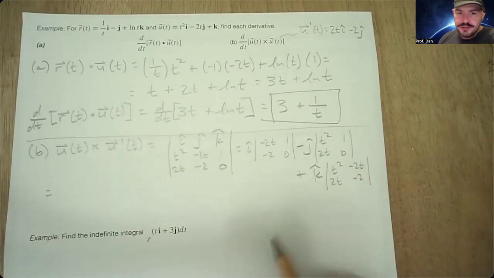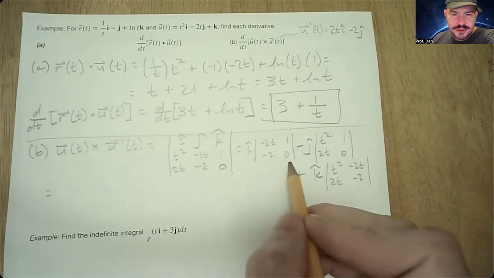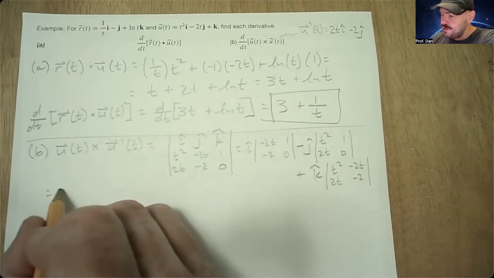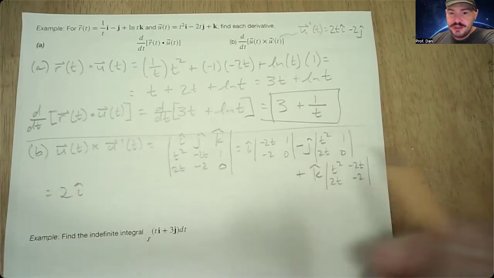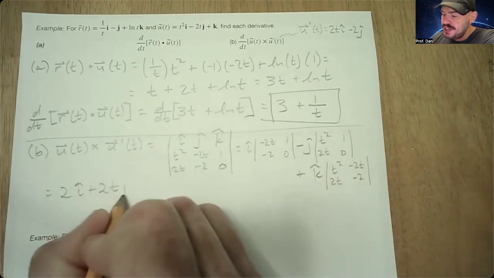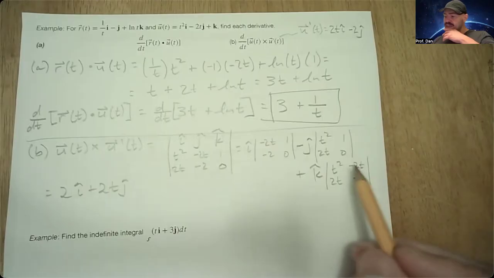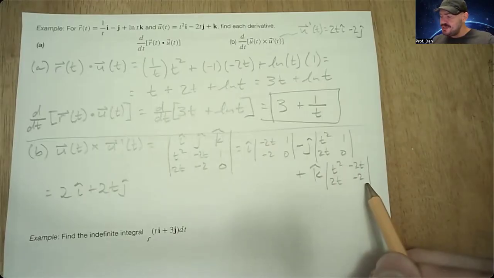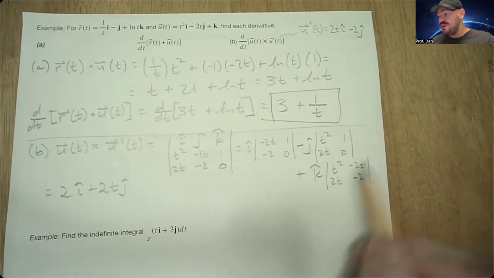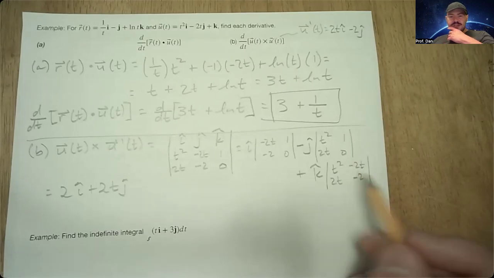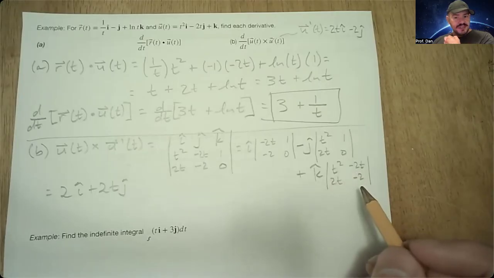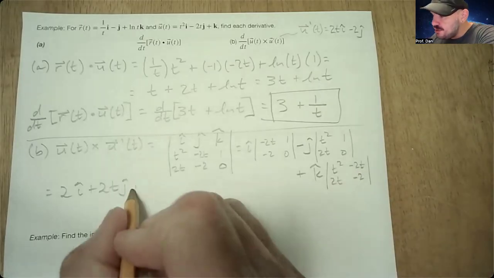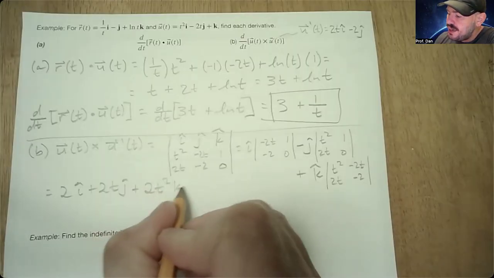So if I take these 2 by 2 determinants, I end up getting 0 minus -2, so 2i. 0 minus 2t, but there's already a negative here, so plus 2tj. And then for this one, we get -2t squared minus -4t squared, right? So that's going to end up giving me, what is it? -2t squared minus a negative, so plus 4t squared. Yeah. So I end up with plus 2t squared k.